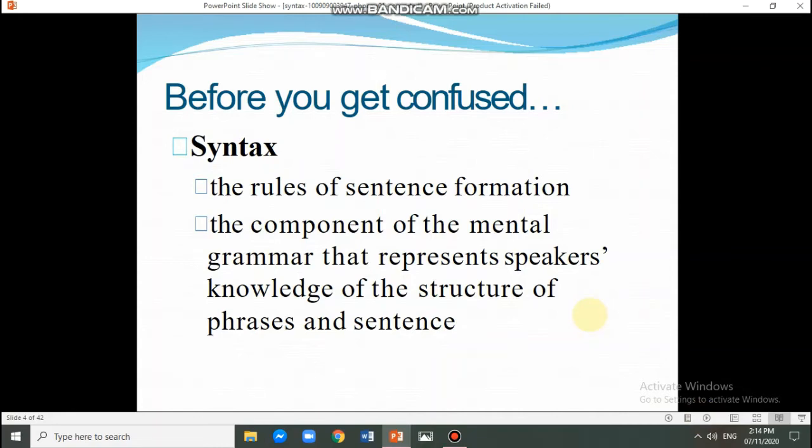While syntax just talks about the rules of sentence formation. If I say rules of sentence formation, it is how words are arranged in a sentence for us to understand the information the person is trying to tell us. This is a component of a mental grammar that represents speakers' knowledge of the structure of phrases and sentences. So basically, giunsa pagporma ang usa ka sentence, mao na ang syntax. Giunsa pag-arrange for us nga makasabot kung unsa ang gusto niya isulti sa atoa. That is syntax.